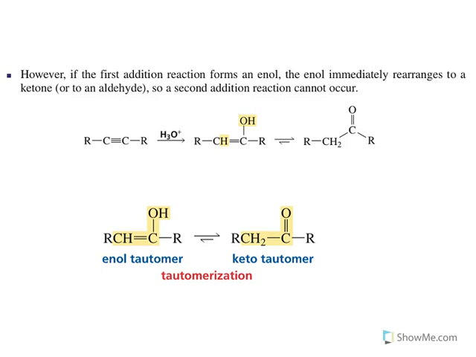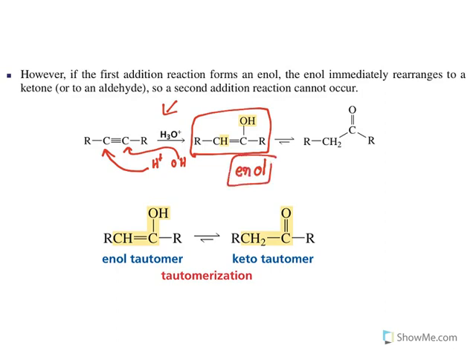Moving to the next one. Now, what happens if it reacts with water or hydronium ion? Now look at this. Here you have H plus and OH minus. So the H will be going here and OH will attach to this carbon. So you will get this kind of compound. Look at this. It has got an alcohol. Alcohol IUPAC name ends with ol. And it has got a double bond. Double bonds are enes. So these are called enols. A compound which has got a double bond and alcohol is known as enol.